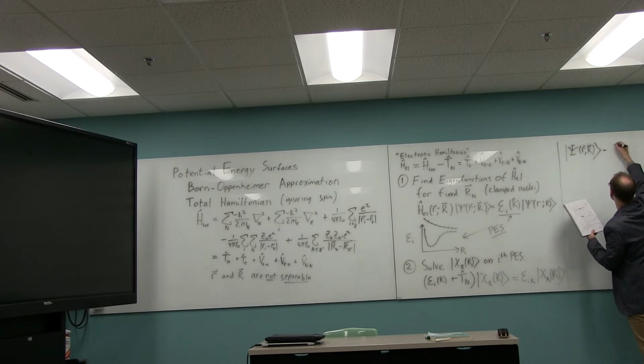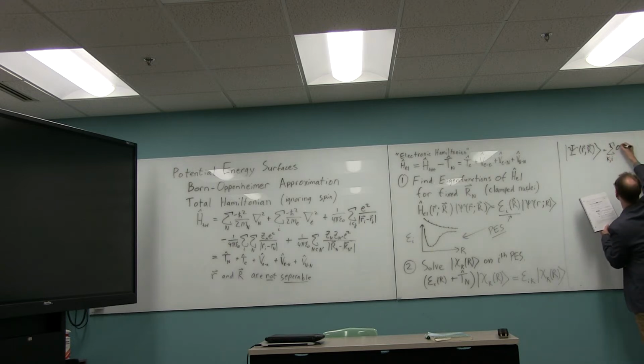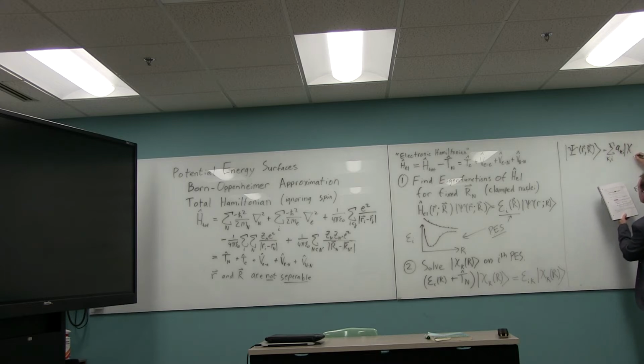You can write this as a linear combination summing over k and i of some coefficient A_ki times the Born-Oppenheimer nuclear wave function times the Born-Oppenheimer electronic wave function. How have I denoted this? Psi. Yeah, psi of r semicolon big R. Okay?